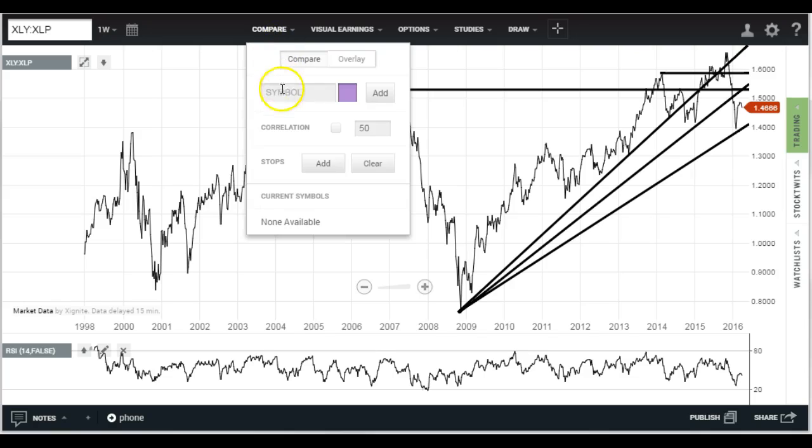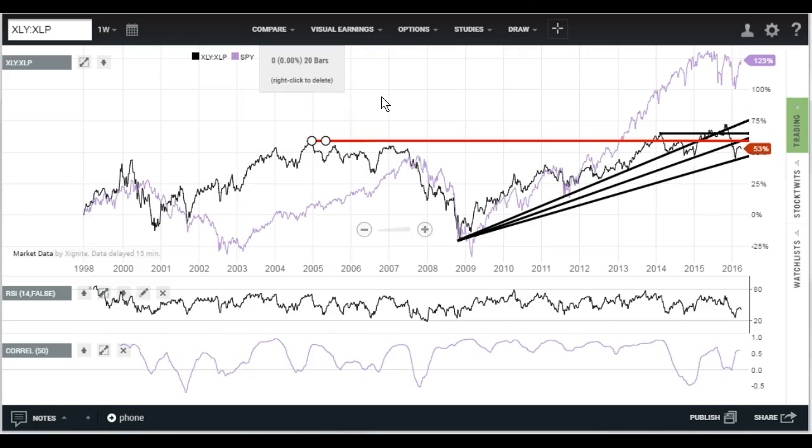Actually, let's take a look at the correlation between this ratio and the stock market using the compare feature here on Technician. I'm going to put the SPY ETF in here. I'm going to use a 50-day correlation, check that on, and add. You can see that the ratio rises and falls generally with the market, but it's not perfect. Down here in the correlation, most of the time you see that it is positively correlated, but there are these big dips where anything goes.